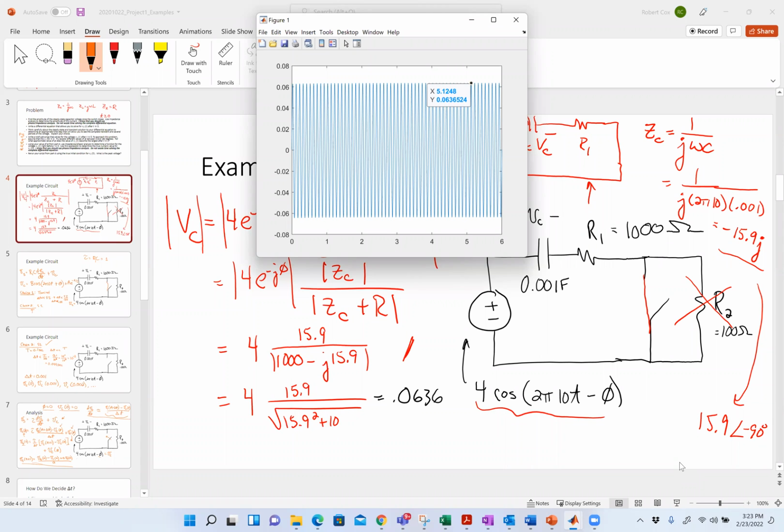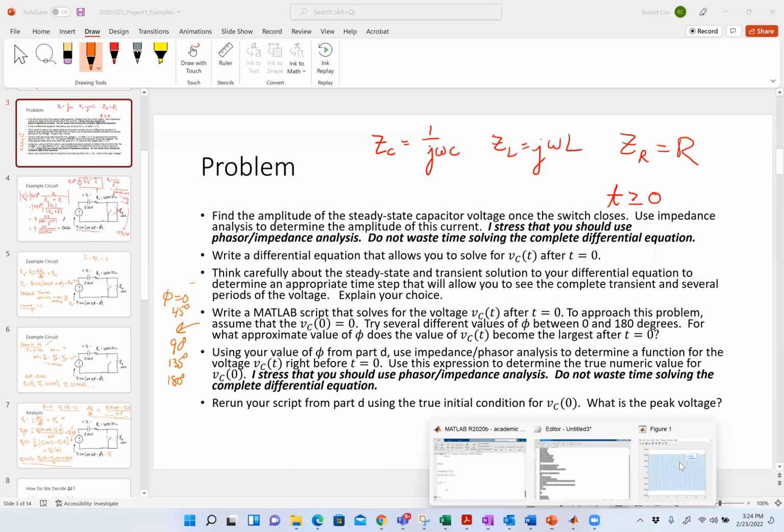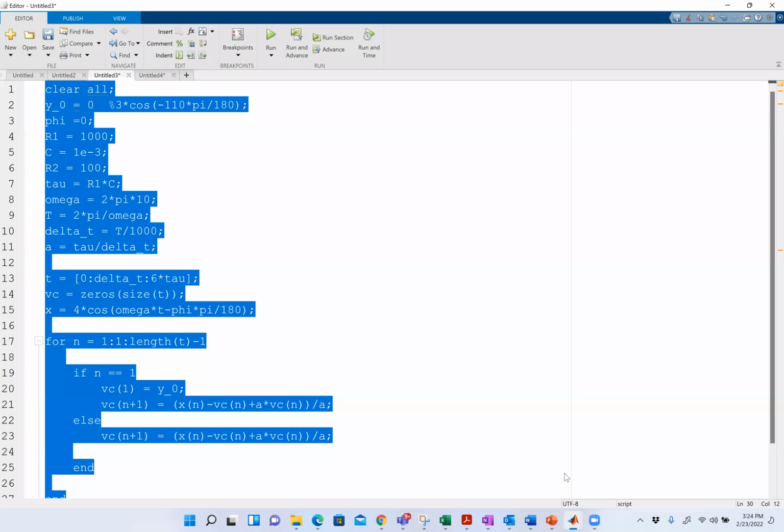Now the second part of part C here, or part D I guess, is try several different values of phi between 0 and 180 degrees. For what approximate value of phi does the value of V sub C of t become the largest after t equal to 0? So my suggestion was try values 0, 45, 90. So let's try it. Let's go back to my script. So I did that for phi equal to 0.